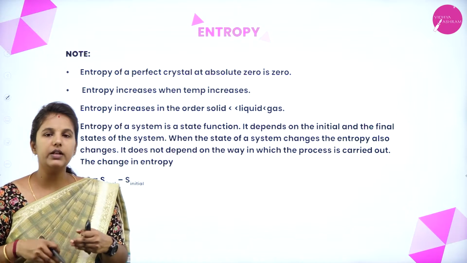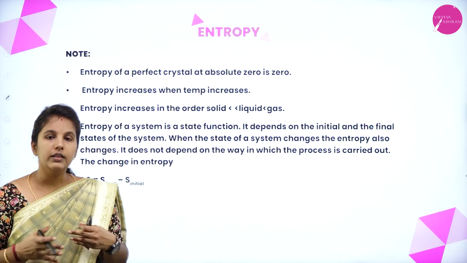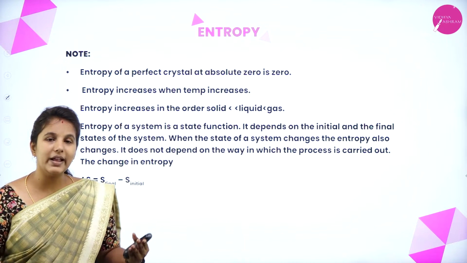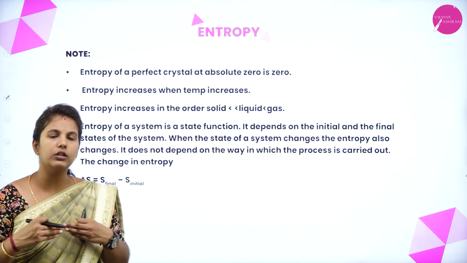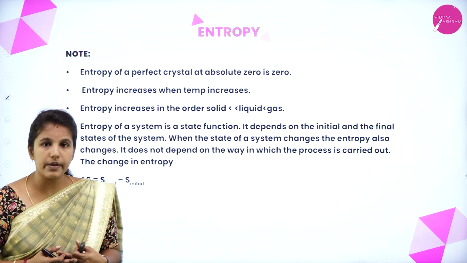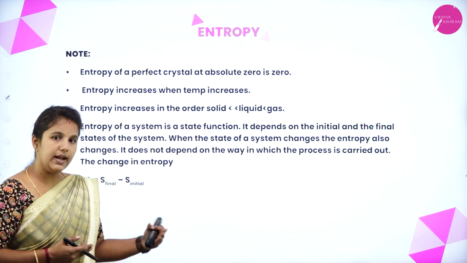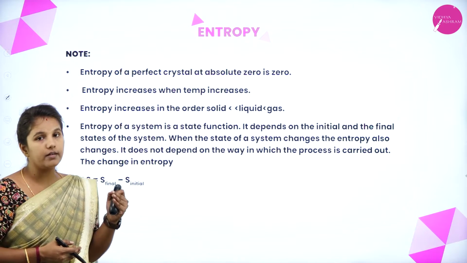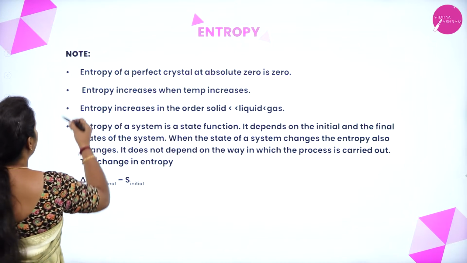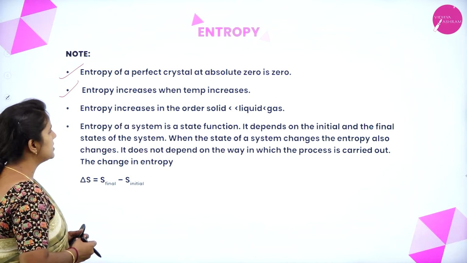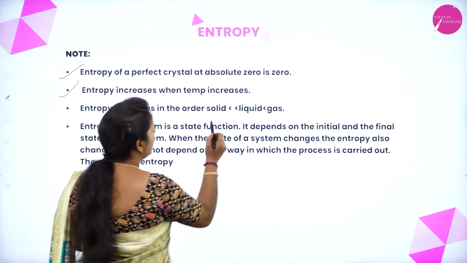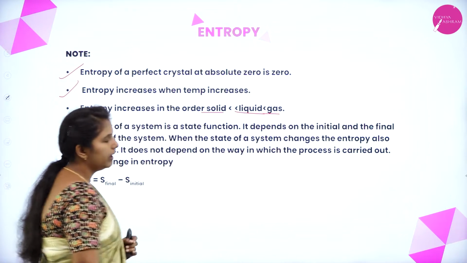So, obviously, when the temperature increases, the order of arrangement of the system will get disturbed. Once it is disturbed, a lot of randomness or disorder will be introduced in the system. So we can say that the entropy of the system also increases with an increase in temperature. Next, entropy increases in the order of solid, then liquid, then gases.